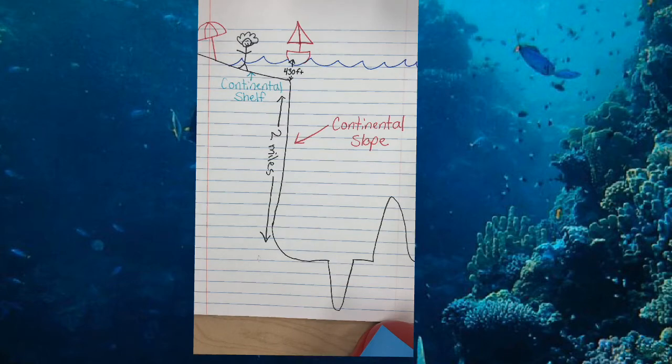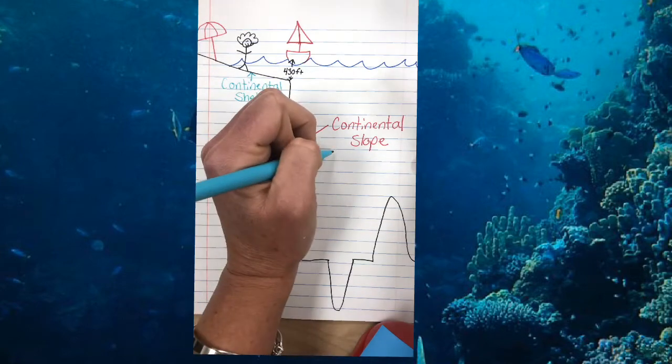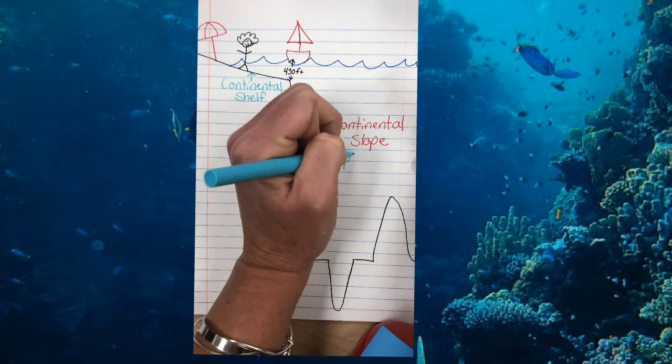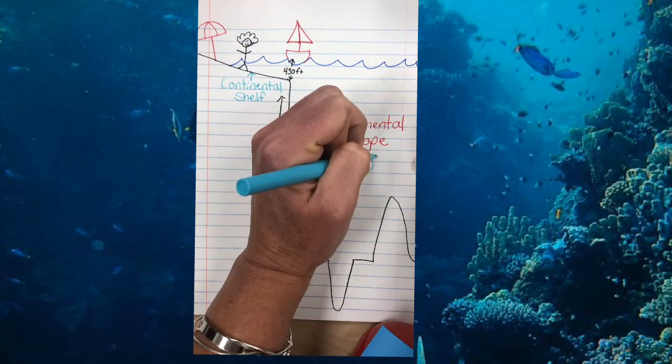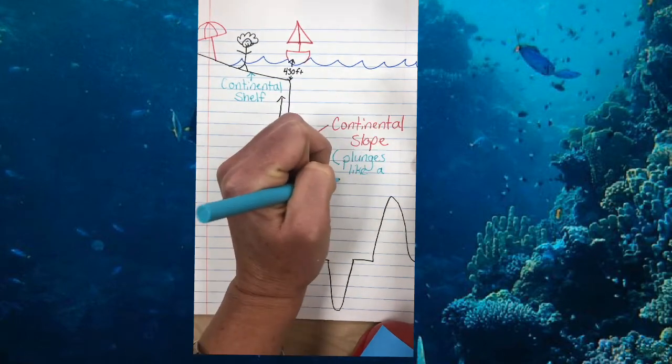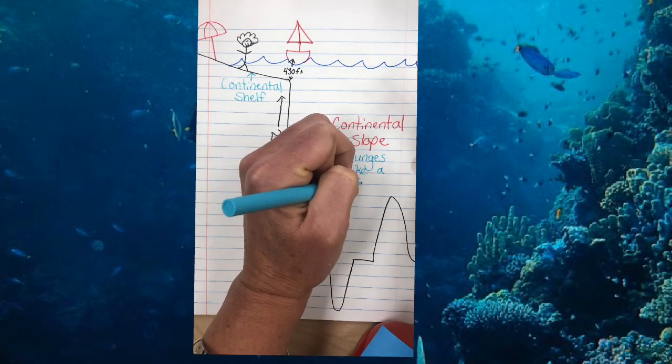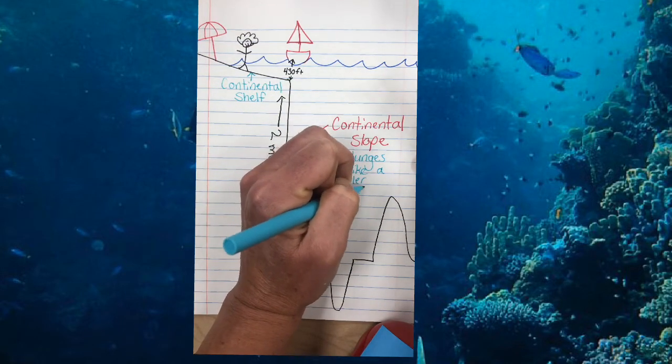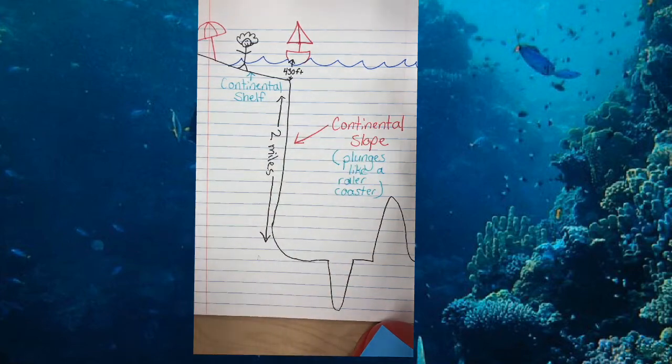Now, they describe the Continental Slope like it's plunging like a roller coaster. Okay? Makes me think a bit of the roller coaster, the Griffin at Busch Gardens. I like to say I am brave enough to get on it. No, thank you. Never have been.